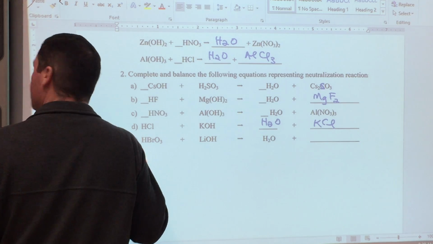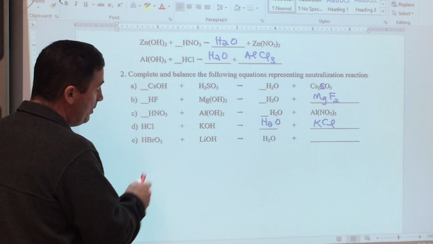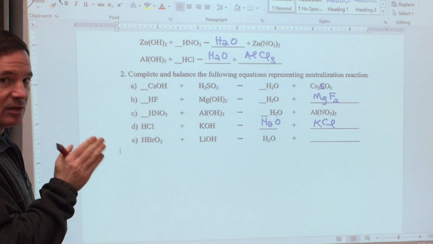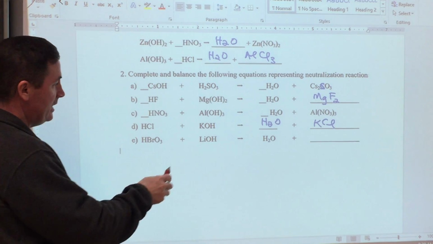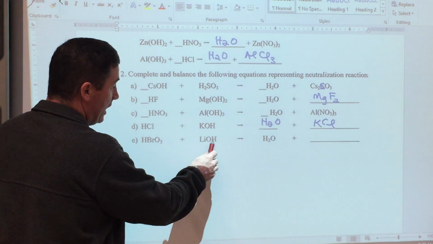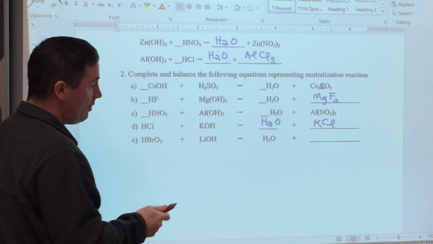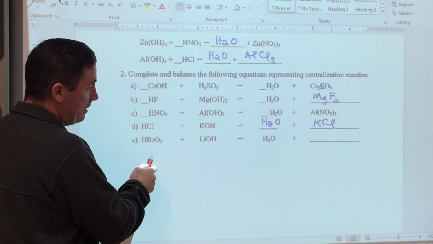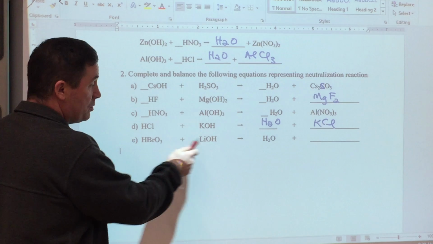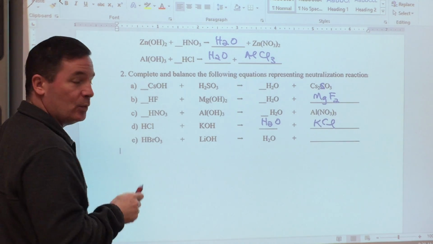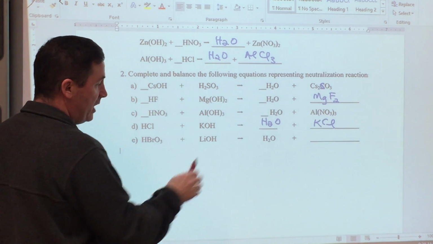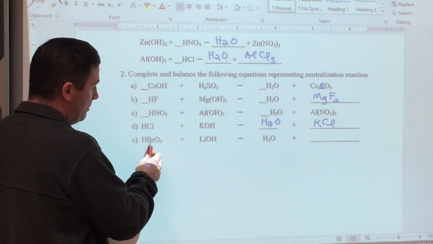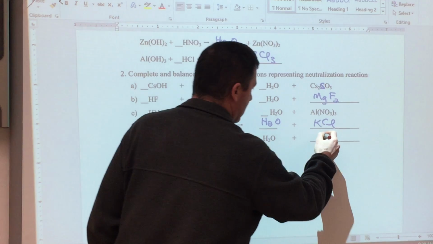Last one here is bromous acid. That's kind of a weird one. It's going to be in your notes. It's also in table E. And lithium hydroxide. Lithium hydroxide is a strong base, and this is a relatively weak acid. So the solution made here is going to be slightly basic. H goes with the OH, and then lithium will come together with bromine.